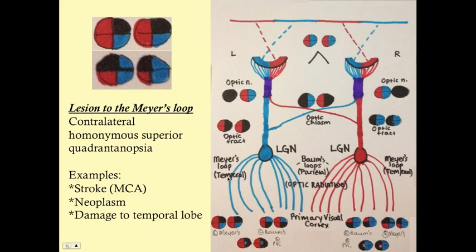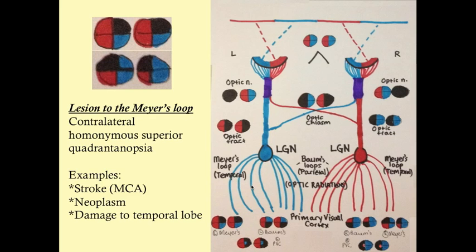those visual fields. So if you have a defect at Meyer's loop, you're going to have contralateral, because it's going to be in the opposite side, homonymous, meaning it's in the same place, superior, because Meyer's loop contains the superior information, quadrantanopsia. And quadrantanopsia just means you lose a quadrant of your vision, because Meyer's loop just contains the superior part of the visual field. And what can cause this are strokes, neoplasm, and damage to the temporal lobe, because remember, the temporal lobe is where Meyer's loop runs. Now, if you have damage to the Baum's loop, remember the Baum's loop contains information from the inferior part of the visual field.